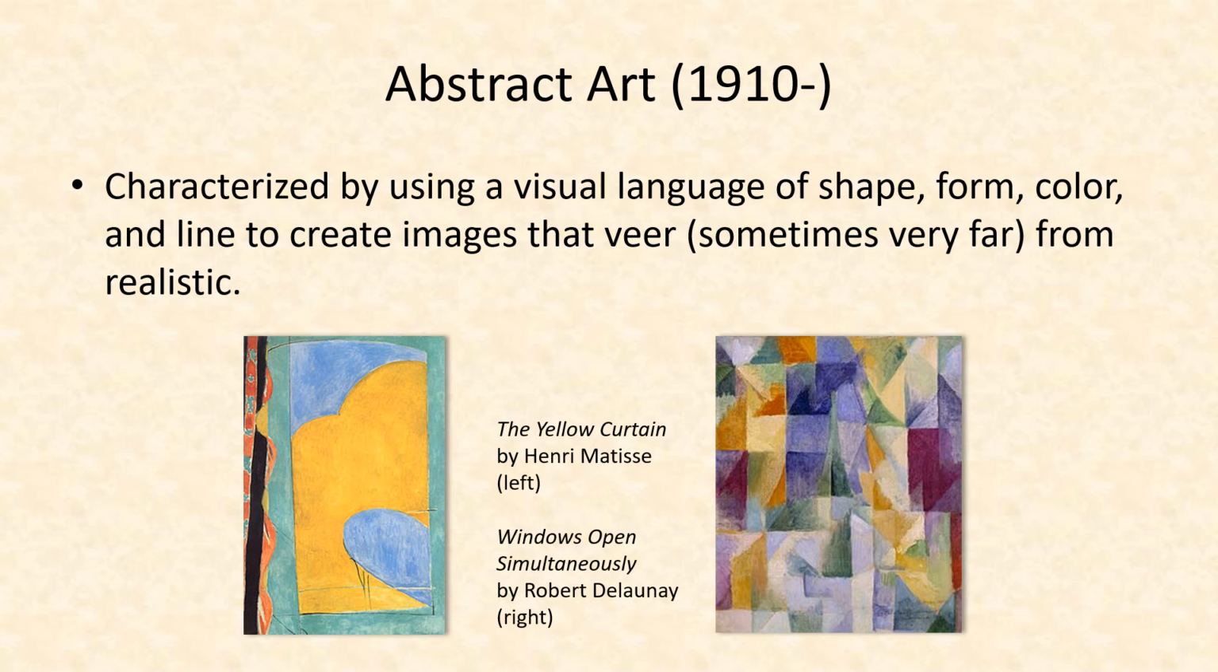Just consider the two paintings depicted below. Something by Henri Matisse, The Yellow Curtain. So you can kind of get the feel of a yellow curtain there, but you definitely can't directly see it. So it is definitely abstract. And the second painting that's depicted here about windows being opened at the same time, when you see that description and that title, now you can start to see some of that in this painting. But again, it's very abstract.